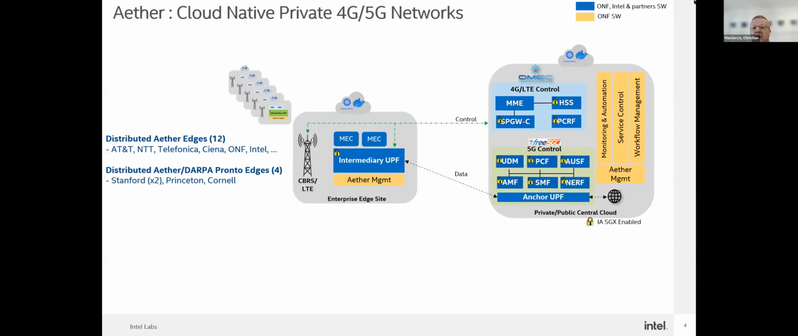Today there are about 16 edges. We have about 12 edges in various commercial companies: AT&T, NTT, Telefonica, Sienna. ONF has about 4 or 5 edges in different locations. Intel also has a few edges running. And there are edges as part of the Ether DARPA Pronto project: there are 2 edges at Stanford, 1 edge at Princeton and Cornell. And so all these edges are managed from the central location, right?